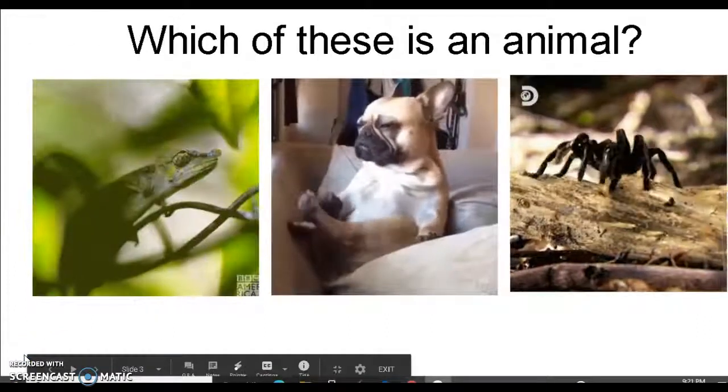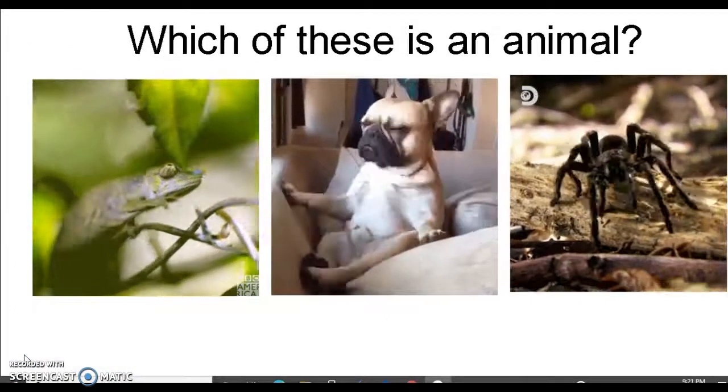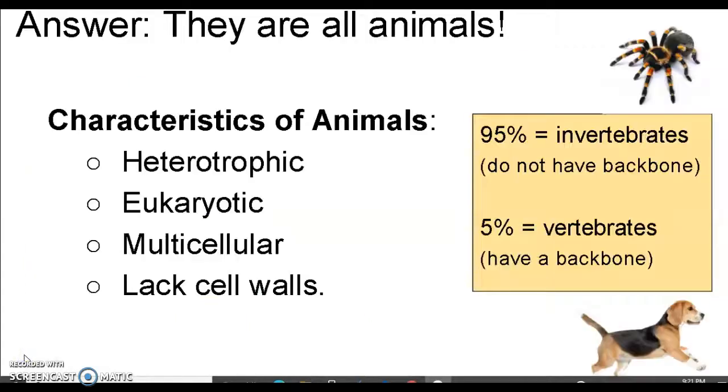Take a moment and think to yourself, which of these is an animal? That was a trick question because they are all animals. The animal kingdom includes a very diverse group of organisms. 95%, the majority of animals, do not have a backbone, and the greatest percentage of invertebrates that make up the animal kingdom are insects and arachnids, things like spiders.